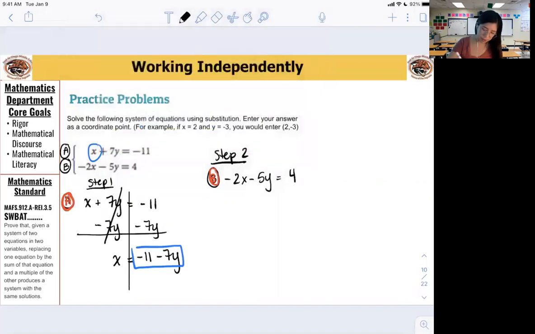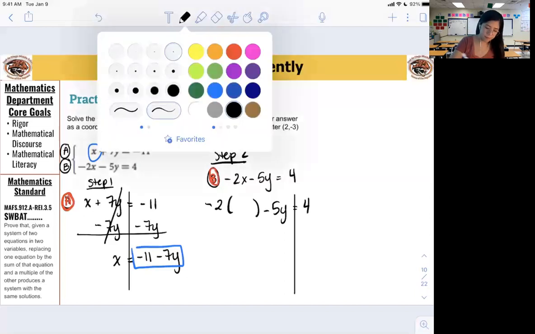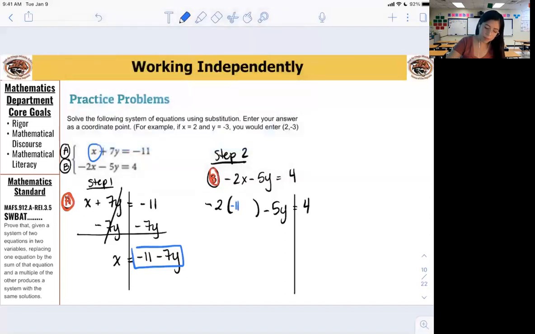Well, now I got to plug this in. Am I plugging it in for X or for Y? X. How can you always know? How do you know which one to plug it in for? Because the variable we isolated is x. Good. Exactly. That's the variable we isolated. That's what x equals. So when I go into the other equation, I plug that in for x.